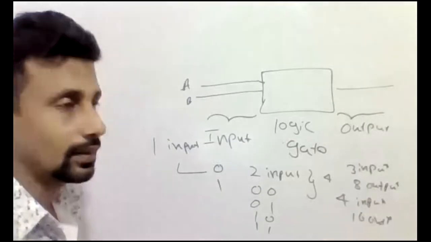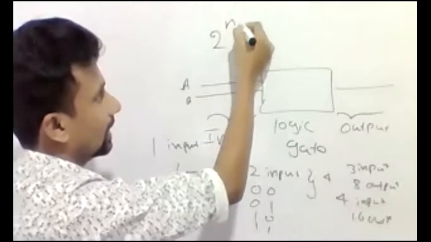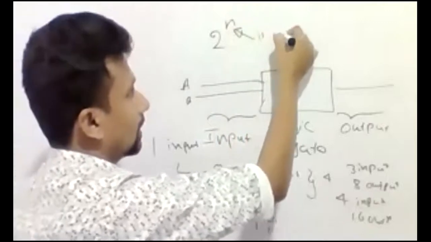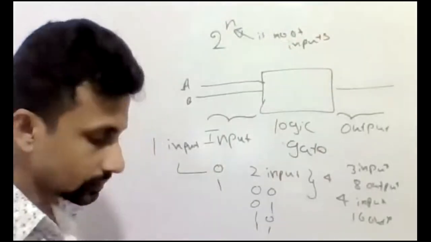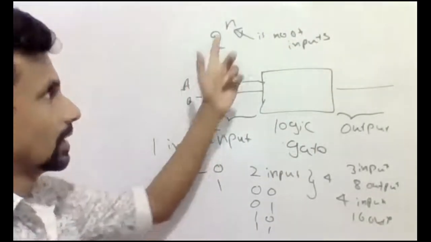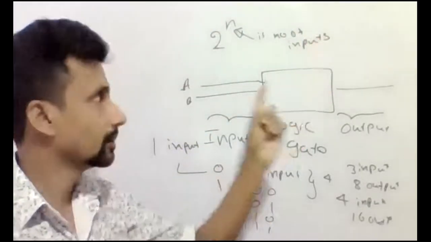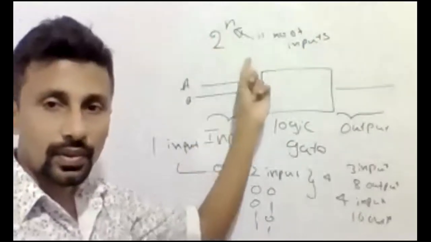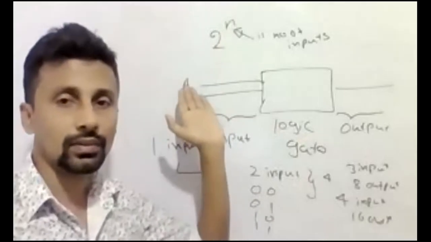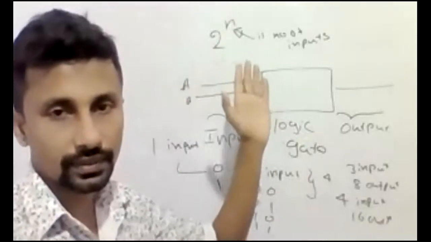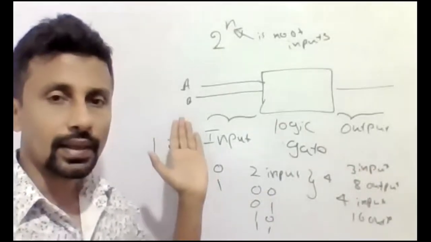So how do we find that? You can take 2 to the power n, where n is the number of inputs. For example, if you have one input, 2 to the power 1 is 2, so two patterns. If you have two inputs, 2 to the power 2 is 4 patterns. Three inputs, 2 to the power 3 is 8. Four inputs, 2 to the power 4 is 16. Like that, the number of inputs gives how many patterns there are.